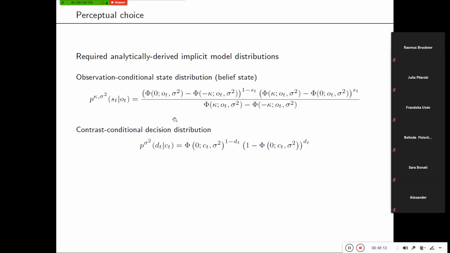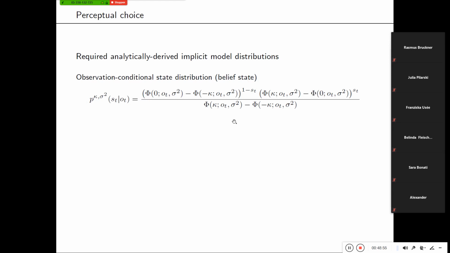I'm sorry. This is the belief state. I have it together with some other implicit distribution, but I think it makes sense to show it here. This is the analytical formula for the belief state. The way we found this is basically by writing down the probabilistic model over states, contrast values, and observations, and then conditioning on observation and integrating out the uniform distribution. Then you end up with this formula, which involves the cumulative density function of the Gaussian in various ways. So this we found analytically.